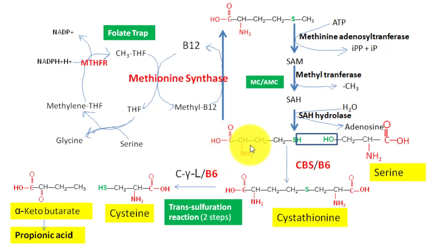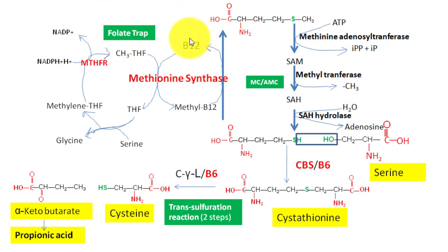So this is all about the description of the pathway. I want to emphasize one more point. MC means methionine cycle, or AMC means activated methionine cycle. This cycle is called the activated methionine cycle or methionine cycle. One very important point I would like to keep here is the folate trap.